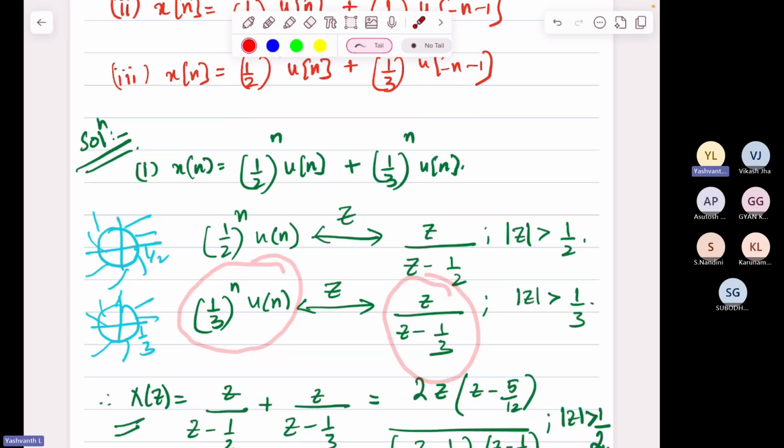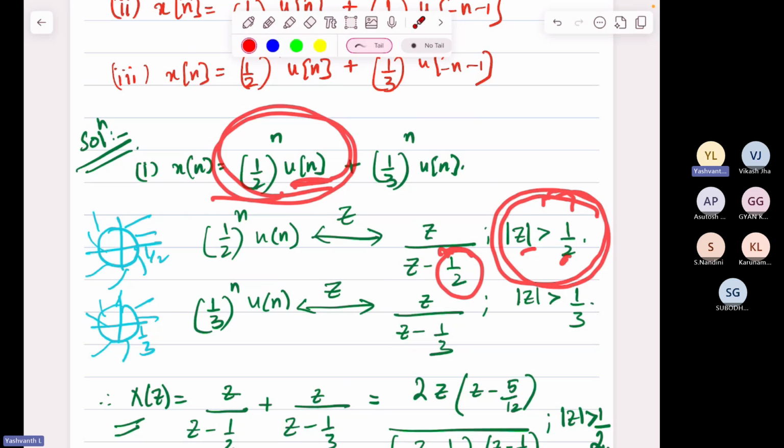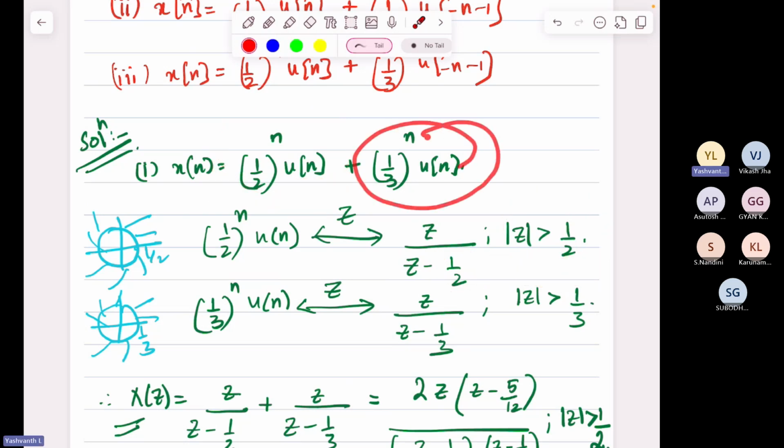For the first, half power n u of n, the ROC is mod z greater than half. How did I get it? Because the pole occurs at 1 by 2, and it is a u of n, a right sided signal, so it should be the exterior part of the pole, so mod z greater than half. Similarly, the second signal is also right sided and the pole occurs at 1 by 3, so the ROC is mod z greater than 1 by 3.